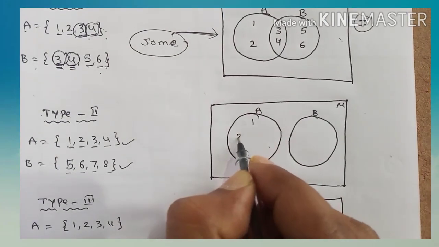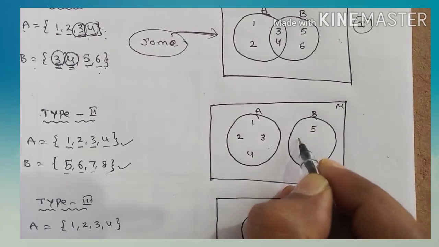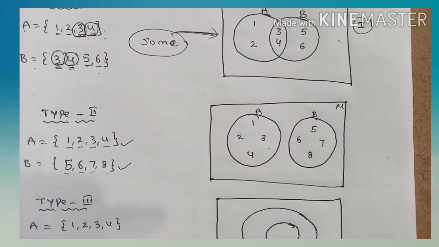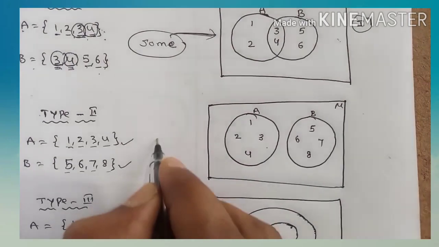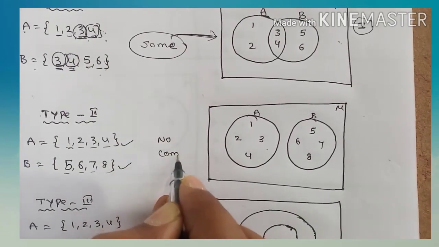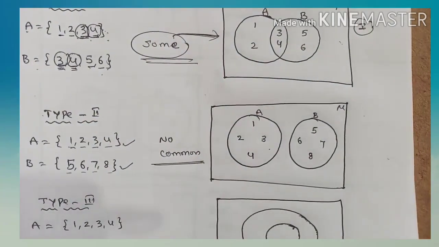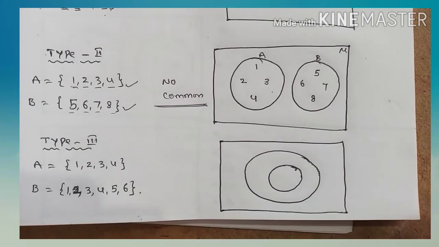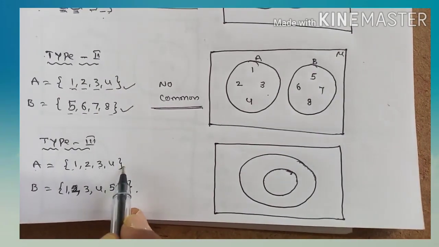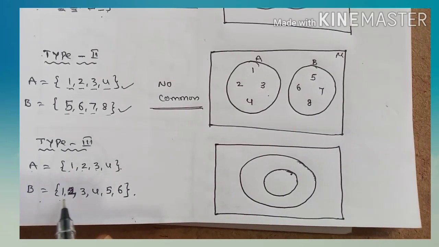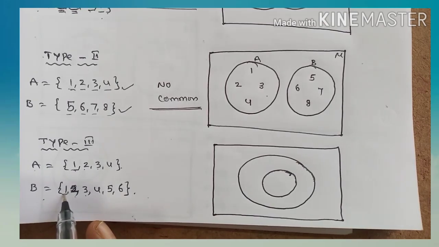Set A contains 1, 2, 3 and 4. The remaining values 5, 6, 7, 8 are in B. Are you clear? Now, no common elements are there. In the first diagram, some elements are common. In the second diagram, no elements are common. Type 3. Okay, now A is equal to 1, 2, 3, 4 and B is equal to 1, 2, 3, 4, 5, 6. We can notice 1 here and also here.